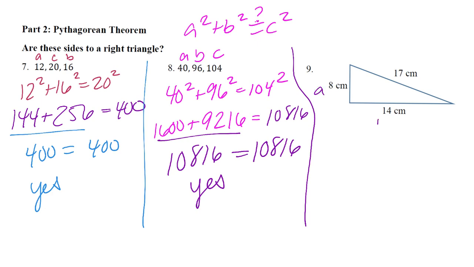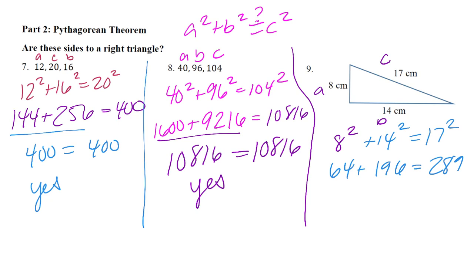So A is going to be 8, B is going to be 14, and C is going to be 17. 8 squared plus 14 squared equals 17 squared. So 8 squared is 64. 14 squared is 196. And 17 squared is 289. Combine my like terms. 260. Oh, I wrote a 4. 260 equals 289. That is not true. So no, these are not a right triangle.